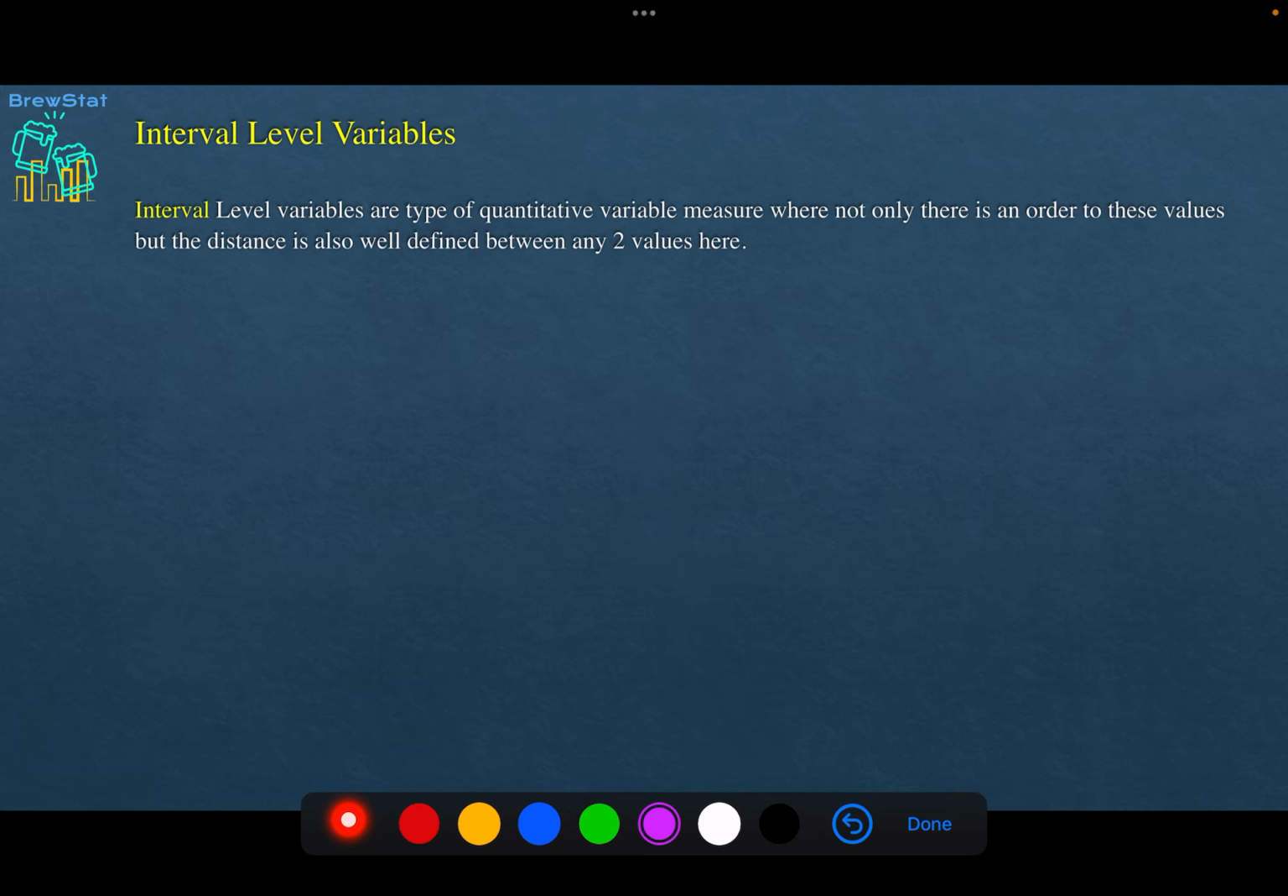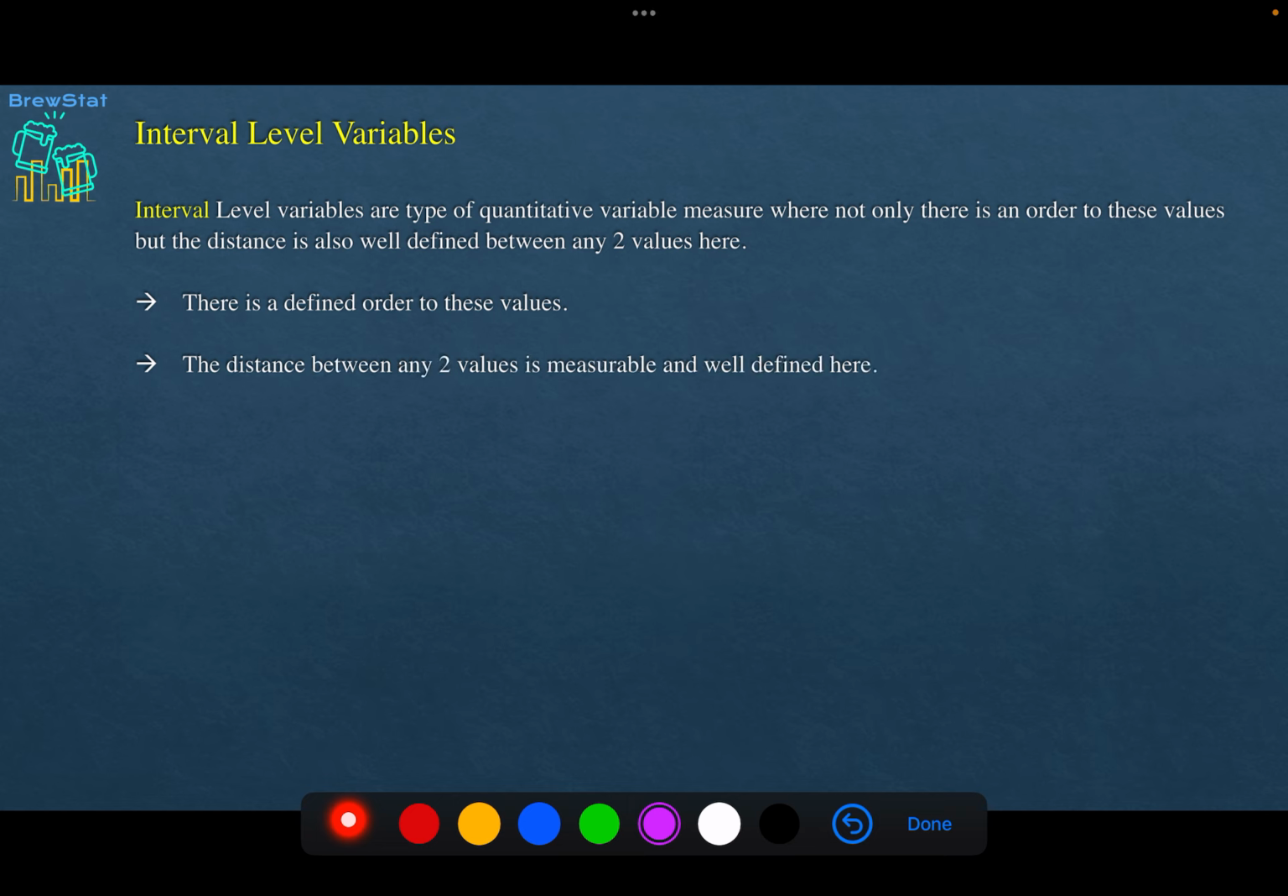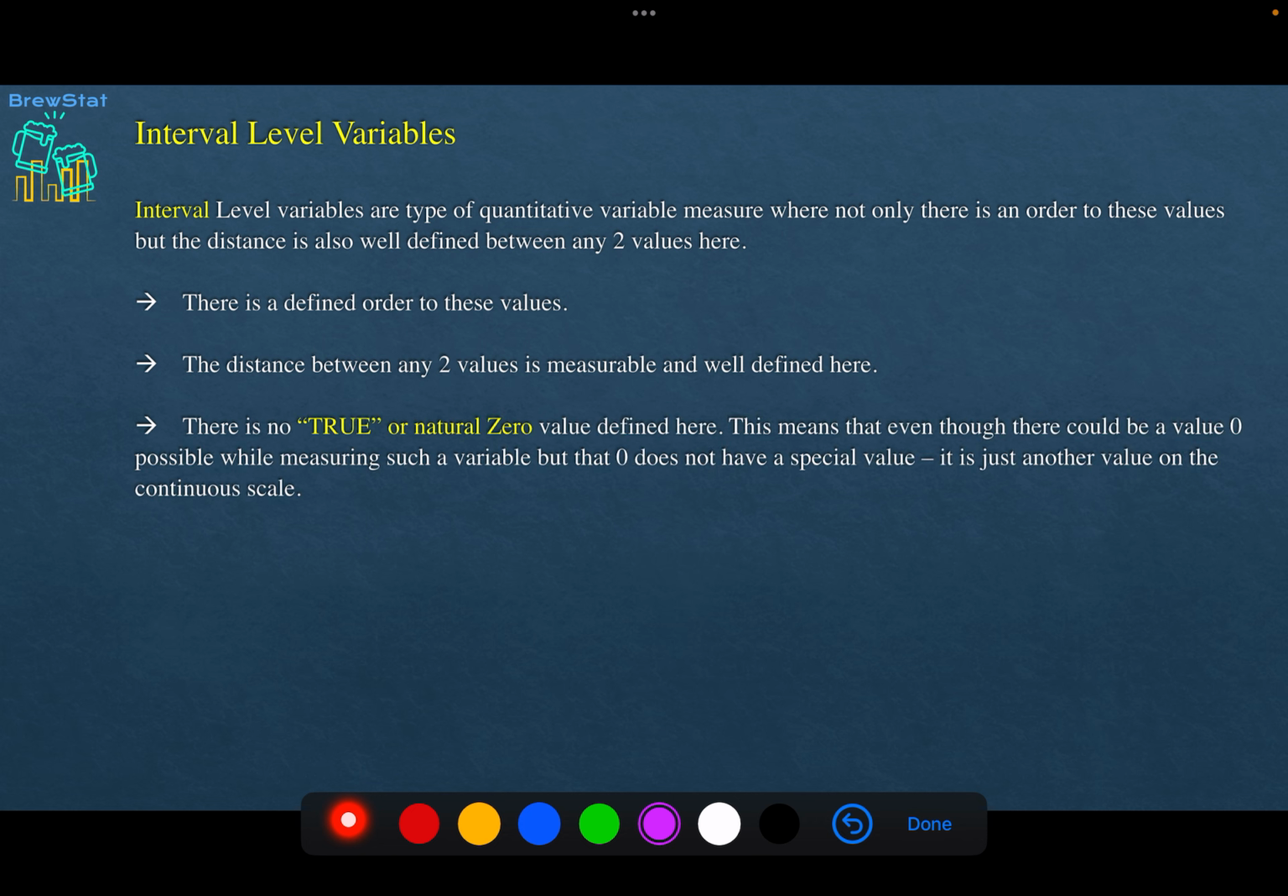Now moving on, we have interval level variables here. So this is a numerical or a quantitative variable. Nominal and ordinal variables are categorical, and now the interval variable is a quantitative variable, and there is an order to these values as well, but the distance is also well defined between any two values here, which was not the case in ordinal variables. So order once again is defined just like ordinal variables. The distance between any two values is measurable and well defined, which means we can also do arithmetic operations between any two values of these kinds of variables.